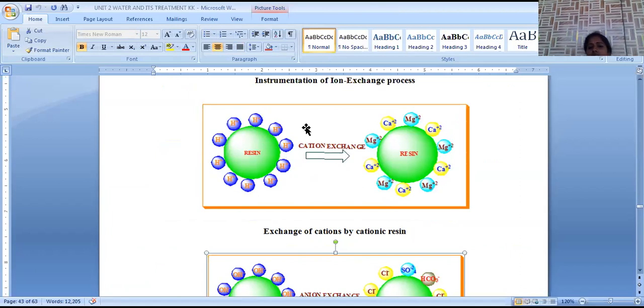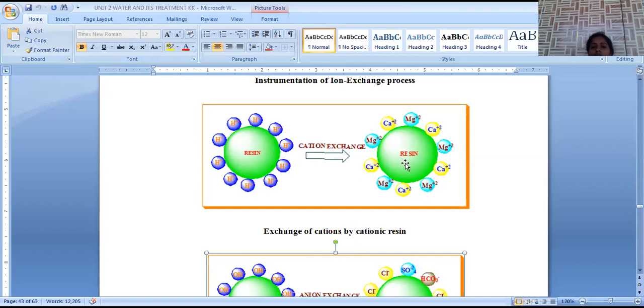So cationic resin is made up of cross-linked polyvinyl styrene polymer. At its terminal site, carboxylic acid and sulfonic acid moieties are there, whereas the anionic resin again has a cross-linked polyvinyl styrene moiety, which is surrounded by groups like quaternary ammonium hydroxide, which is labile to release OH minus ion into the water. So in this way, these two resins are used.